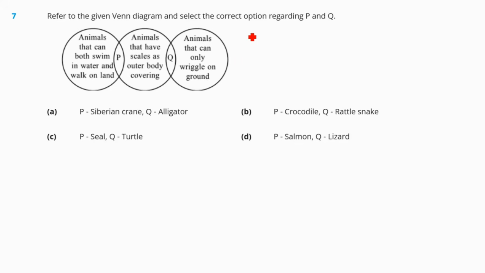Question number 7. Refer to the given Venn diagram and select the correct option regarding P and Q. So P is an animal that can both swim in water and walk on land, and P is an animal that has scales on its outer body covering. So P can be a crocodile. Q is an animal that can only wiggle on the ground. Okay, they have an outer body covering of scales and they can only wiggle on the ground. Snake, any snake. So our correct answer should be B, crocodile and rattlesnake.